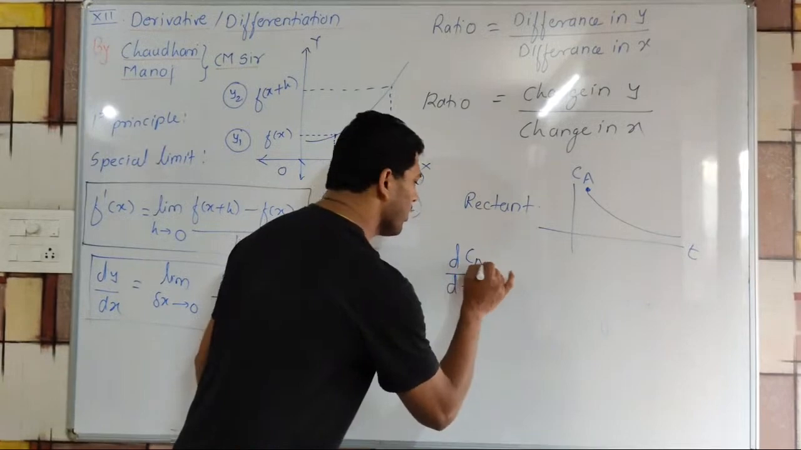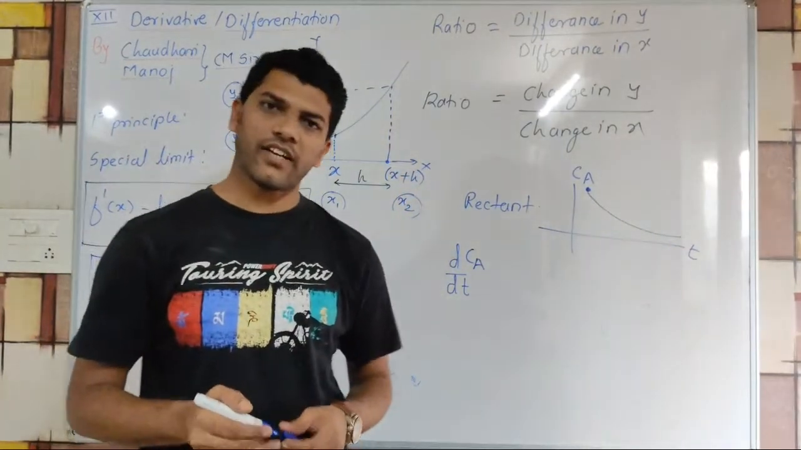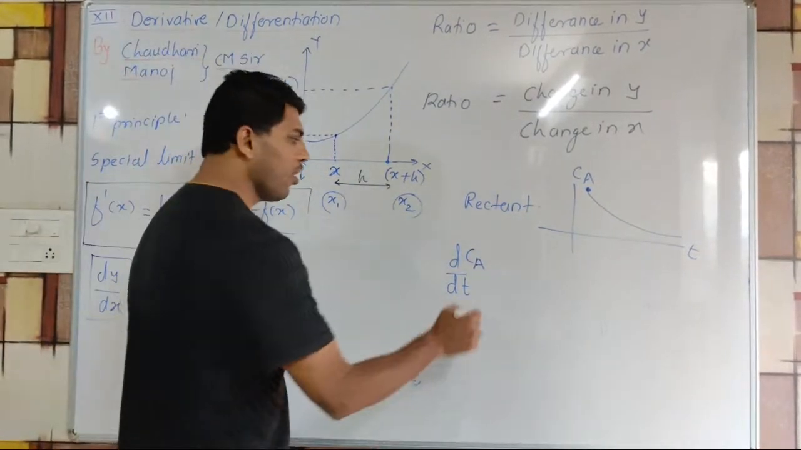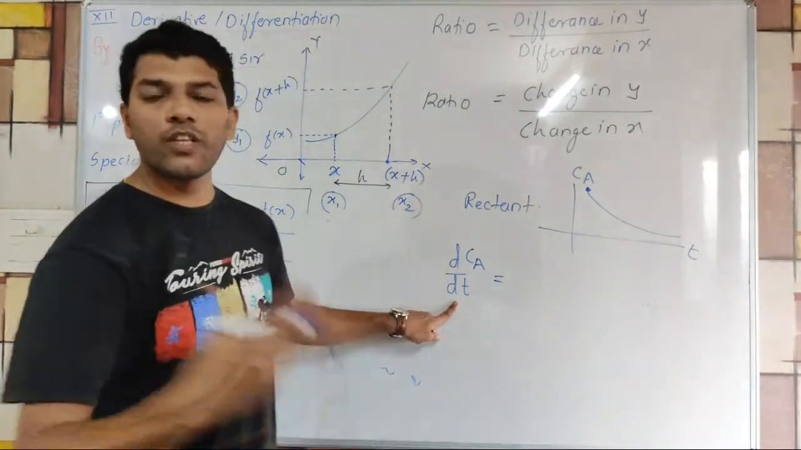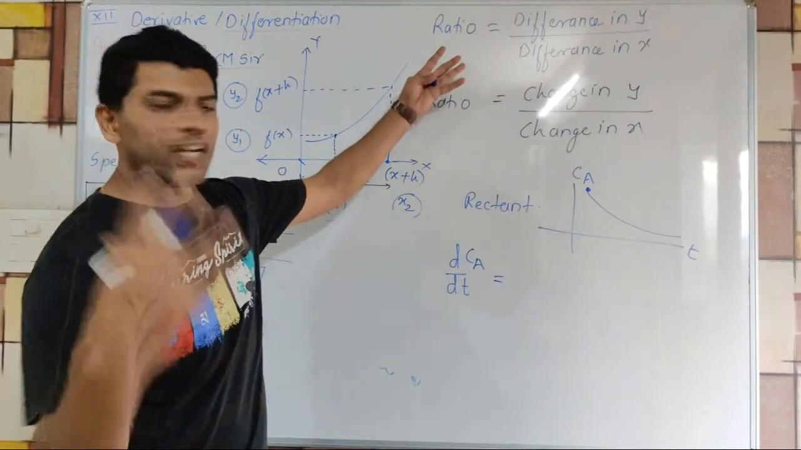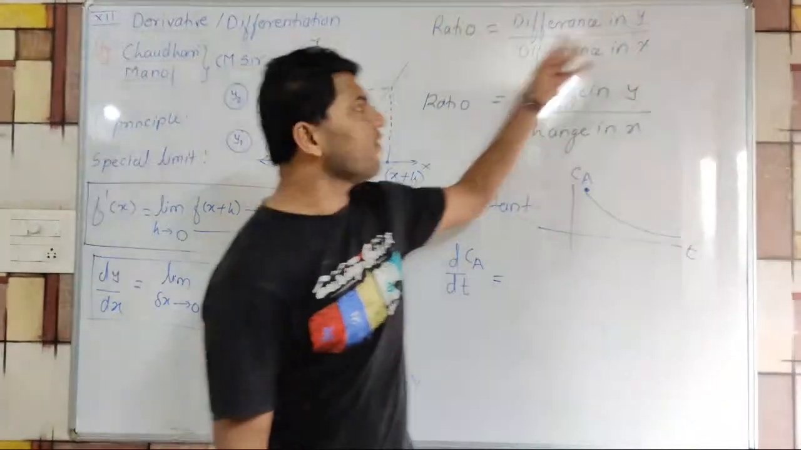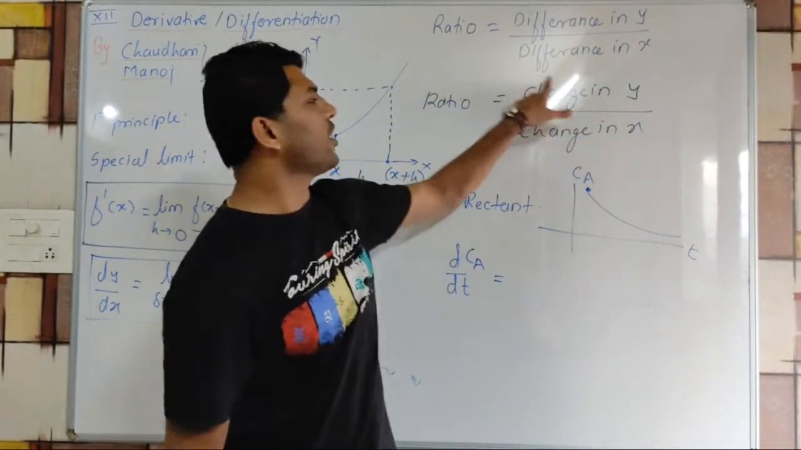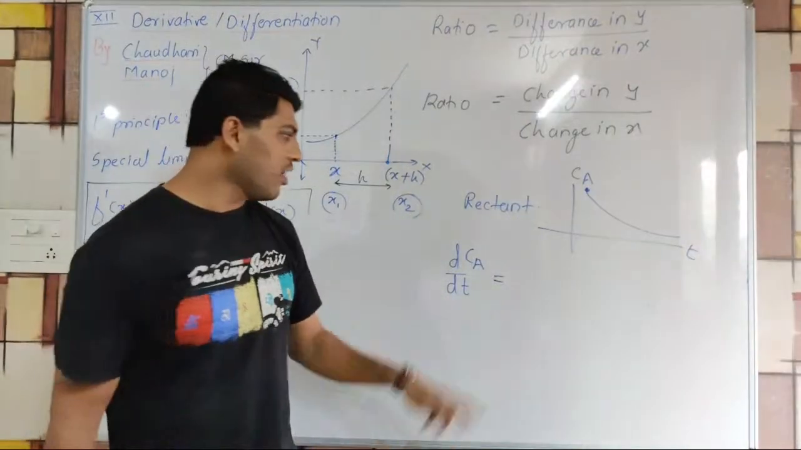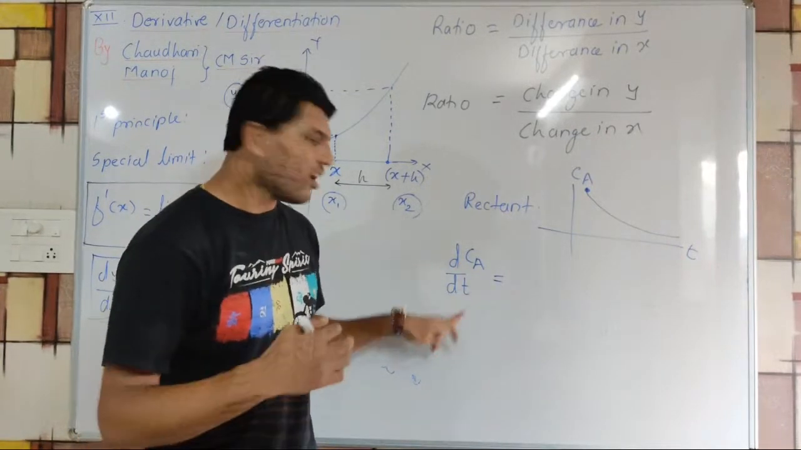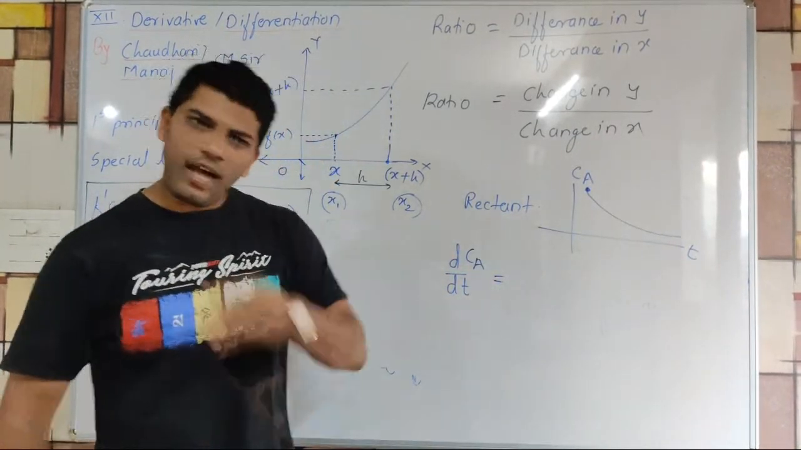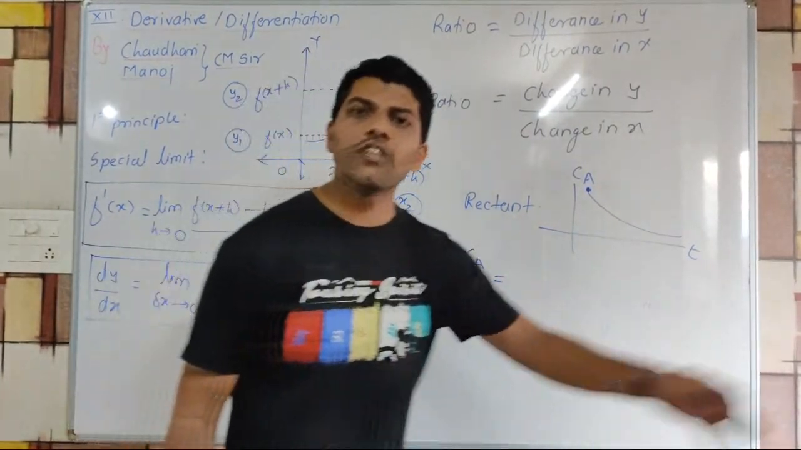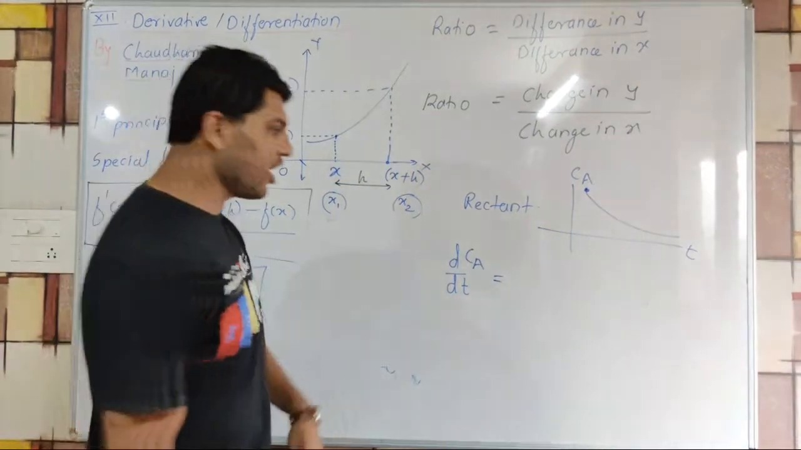And what is the numerator here? The change in concentration of the reactant, let's say Ca. So this is the rate of change of concentration with respect to time. Observe this ratio. Derivative is all about this ratio, which is a change in one variable with respect to another variable. Here the concentration of the reactant is changing with respect to time. As the concentration of the reactant decreases, time is increasing. So this ratio is called derivative.